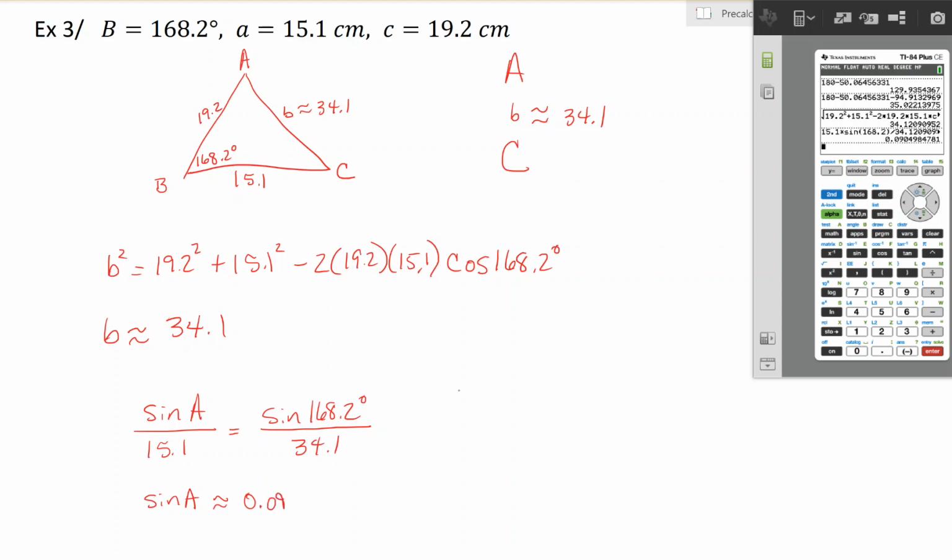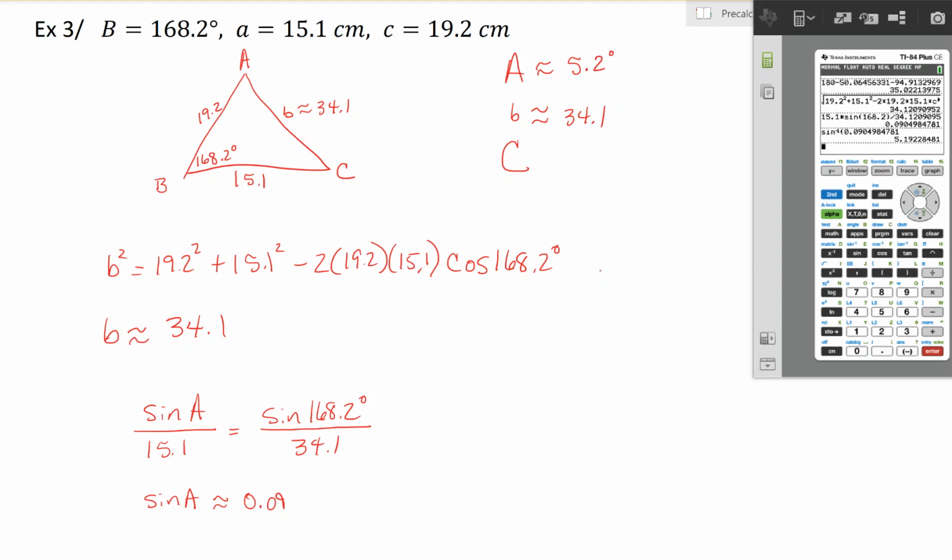All right, so the sine of A is 0.09, so we're going to take the inverse sine of that, and we get A of about 5.19, let's just say 5.2 degrees. Okay, this is not the ambiguous case, but you could go ahead and think about just checking this.